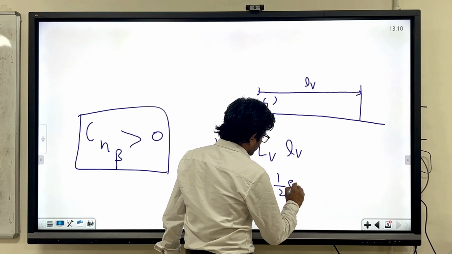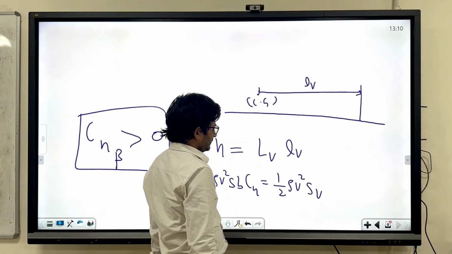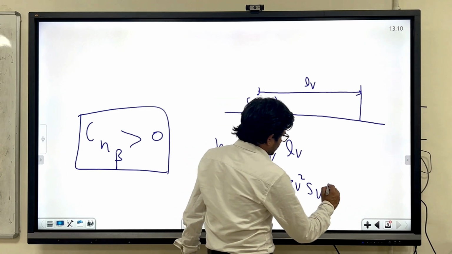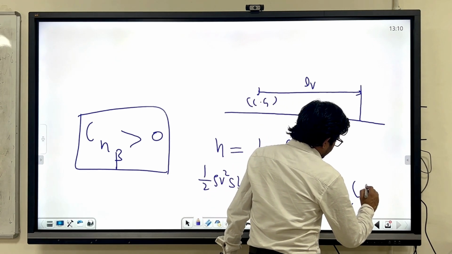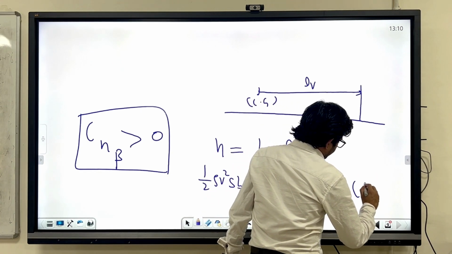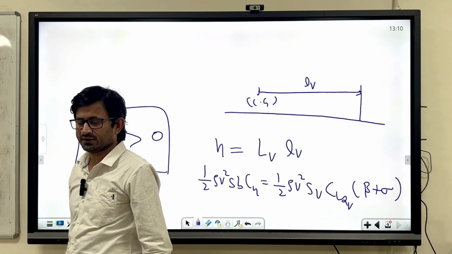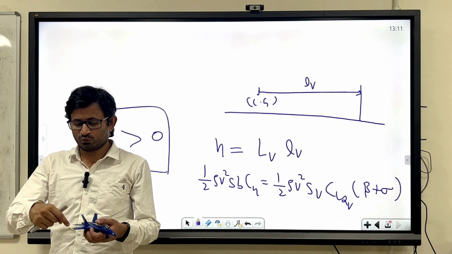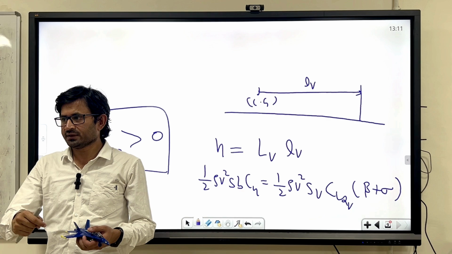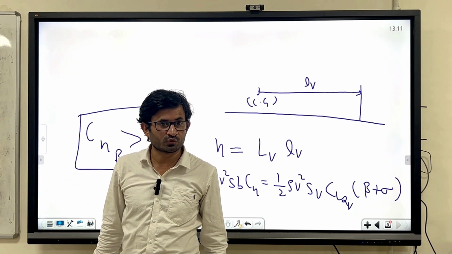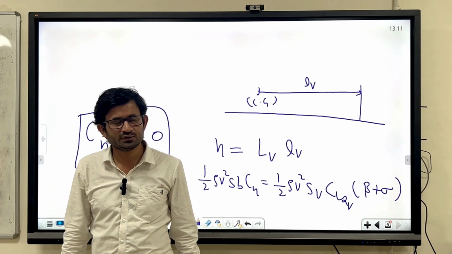Now you may write half rho V square S B Cn, and this you can write as half rho V square S V Cl alpha of the vertical tail into beta plus sigma. Why? Beta is the side slip angle, and due to vortices there will be a sideways angle, so the total angle will be beta plus sigma, like we have seen in the downwash case. In the longitudinal case there was a downwash, but here it is a sidewash. So beta plus sigma.